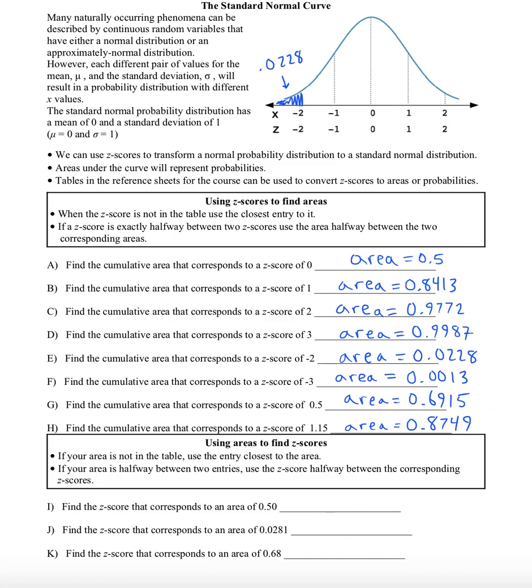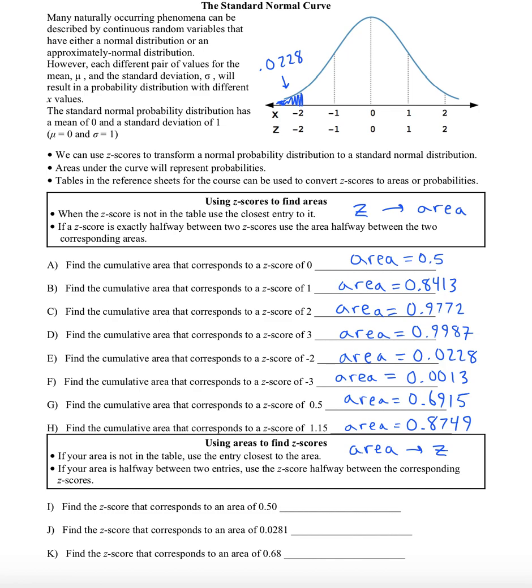Okay, in all those cases, we were given a z-score, and we were asked to find the area. So we went from z to area. What we want to do down here with these problems is the reverse. We want to start with the area and go to a z-score.